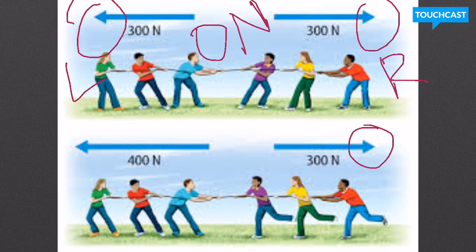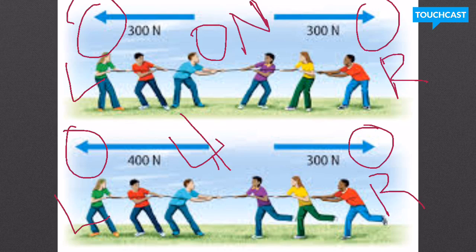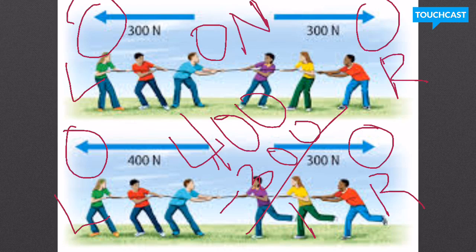Okay, now let's look at the bottom tug of war here. This one's going 300 newtons to the right. This one's going 400 newtons to the left. What am I going to do? Are they the same direction or are they opposite? They're opposite. I'm going to subtract. 400 minus 300 is 100.